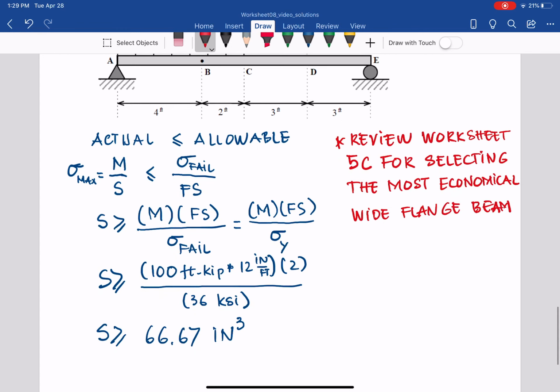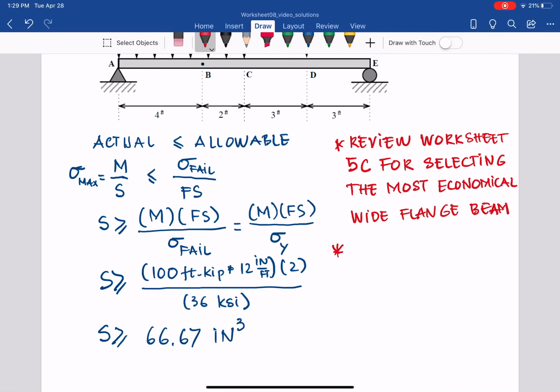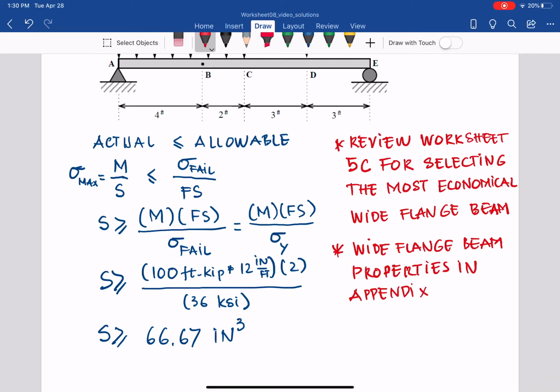From that, as you can see there, we review that. Where do we go? We go to Appendix C. I talked about the W, the standard shape, earlier in the demo. So it will be the wide flange beam properties in Appendix C of the textbook. With that, go back there.